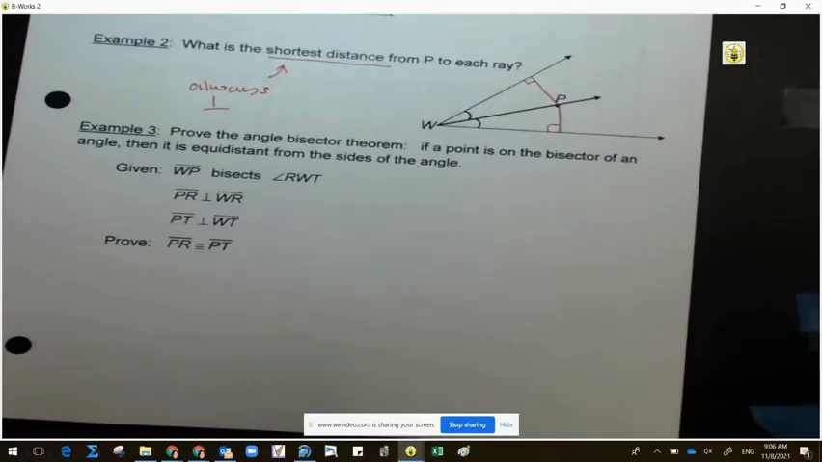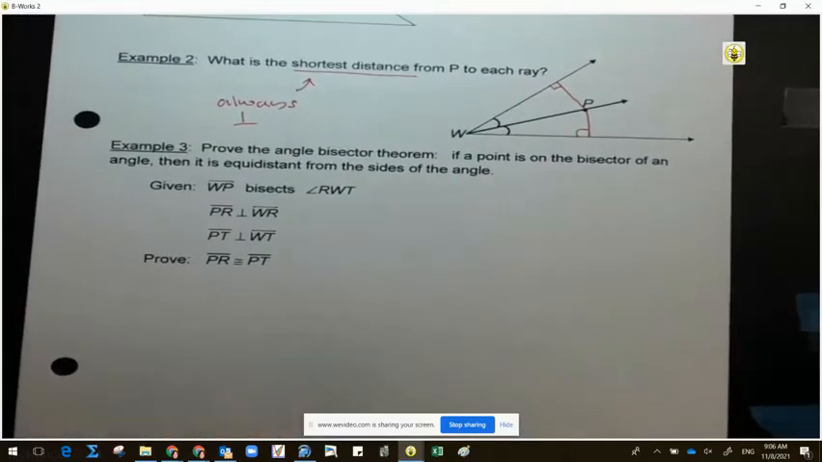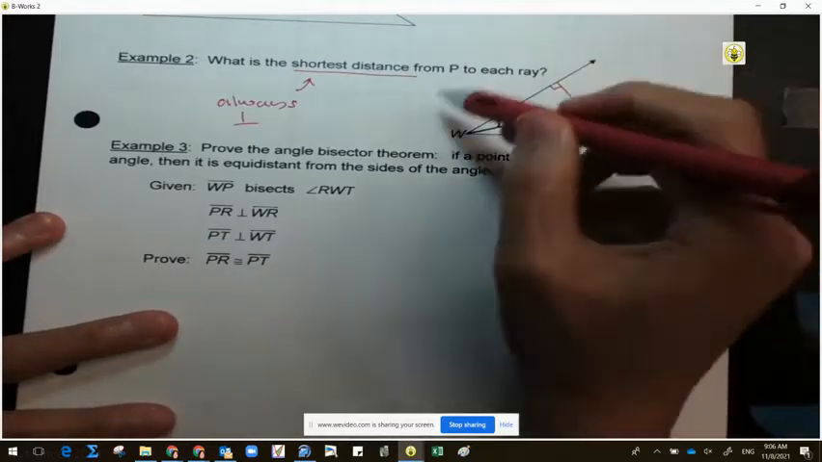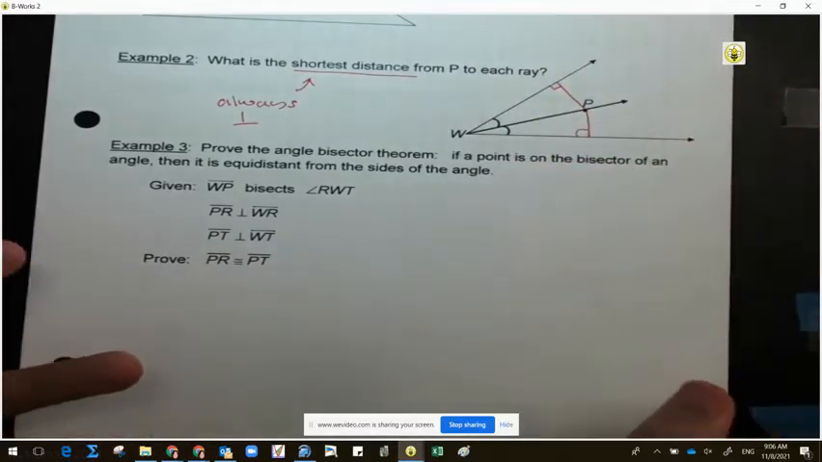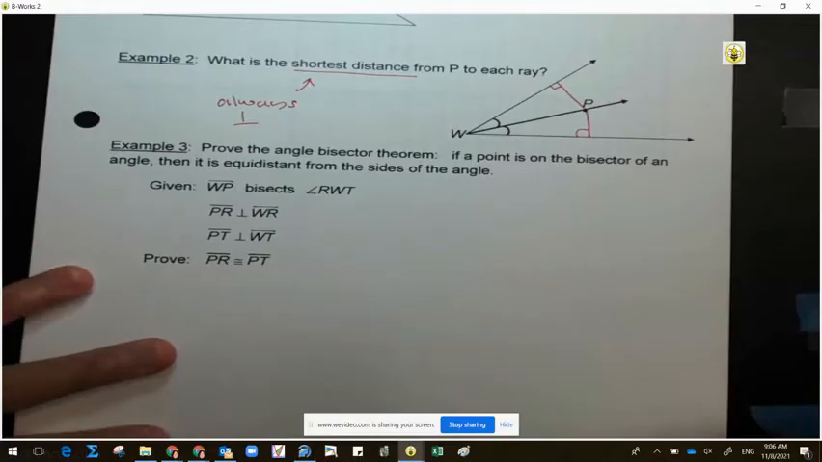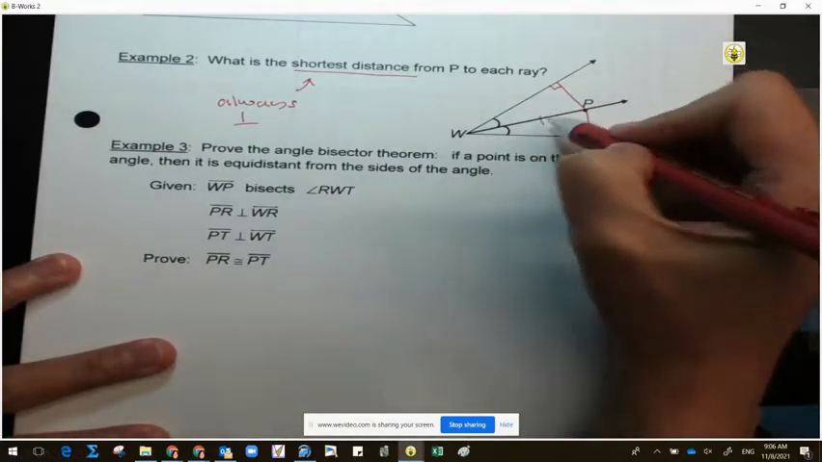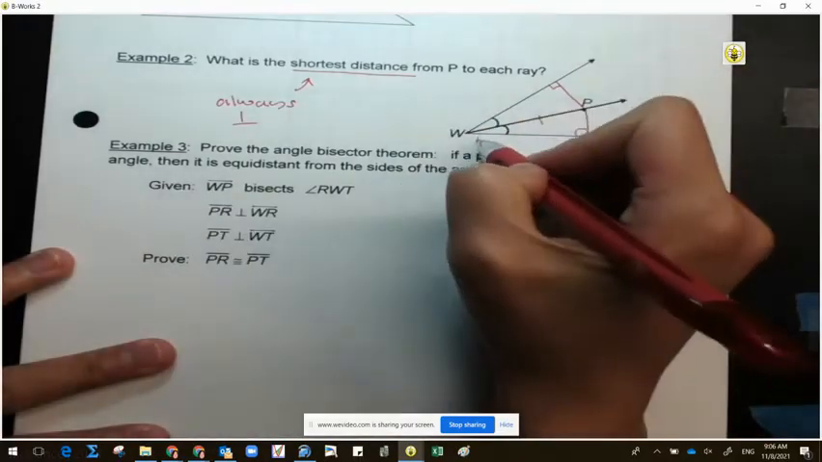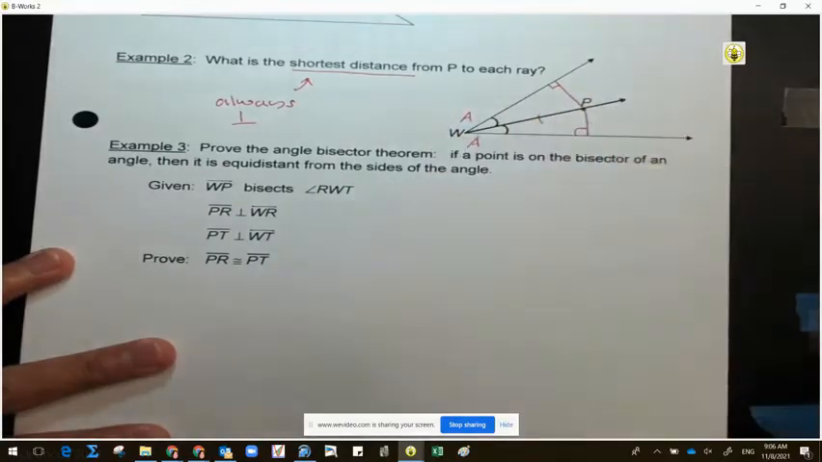And then let's see what postulate these two triangles can be congruent by. Just by looking at this, do I have a shared side? Yes. So we know these two sides are congruent. And we know these two angles are congruent. Are the right angles always congruent no matter what? Yes.